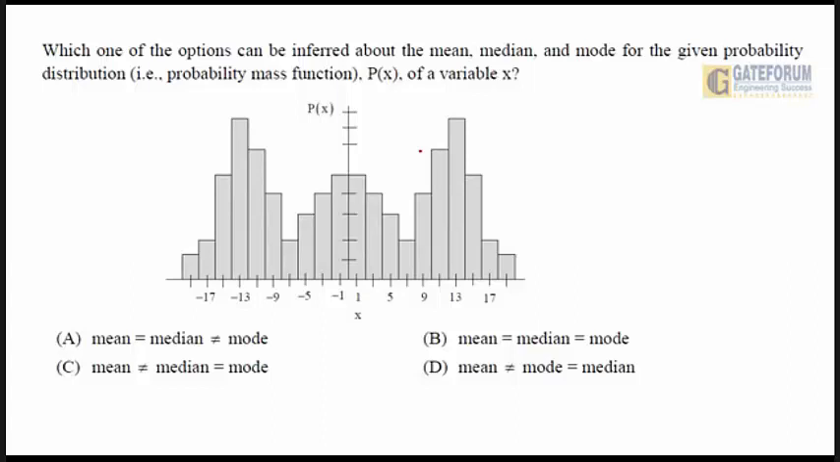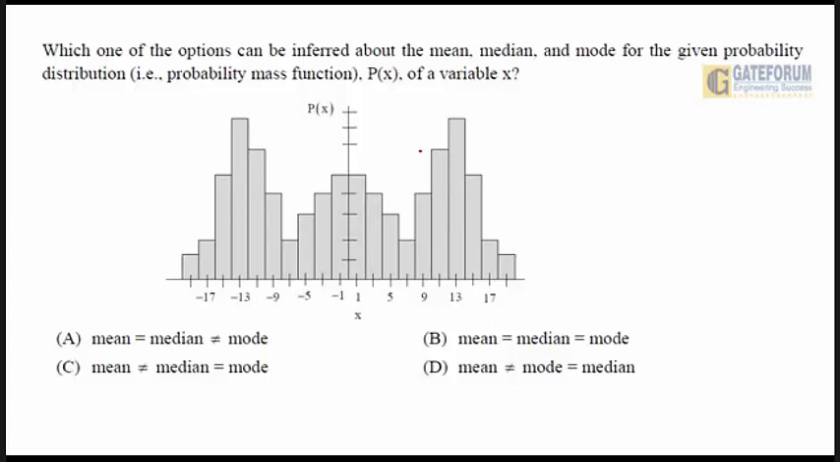Okay, P(x), say for example, of a variable x. So you can see the gradings below there: 1, 5, 9, 13, 17, and -1, -5, -9, -13, -17 specific points, and the intermediate points are also graded. That's the x-axis, and the y-axis is the probability mass function P(x). Okay, so give it a try.